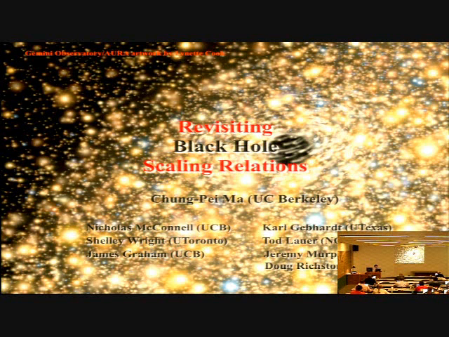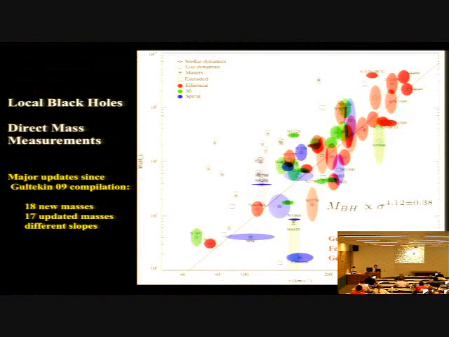black hole scaling relations. So when one talks about the scaling relations, probably this is one of the plots that has been shown in many, many talks: the masses of the black holes that have direct dynamical measurements versus sigma, the velocity dispersion of the bulge of the galaxy. And this is from the Gültekin et al.